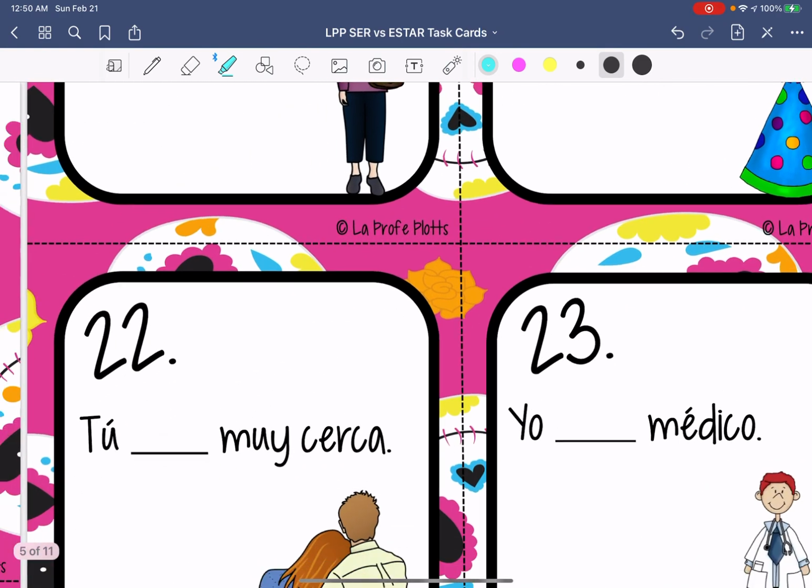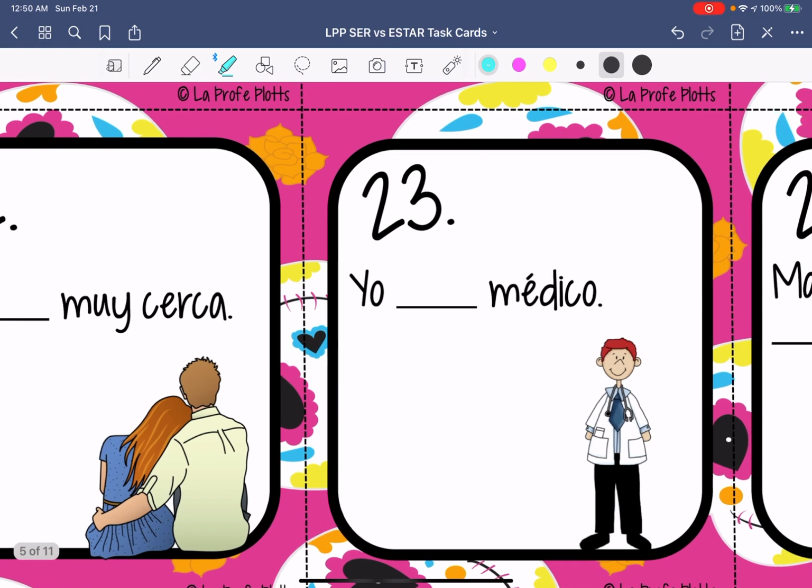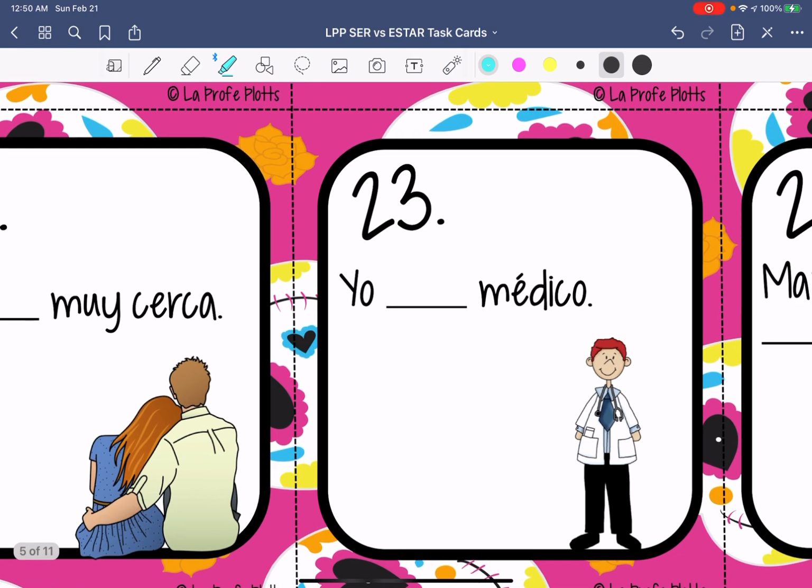Okay, 22. Tu blank muy cerca. Cerca means near. Near, to be near. Okay? 23. Yo blank médico.